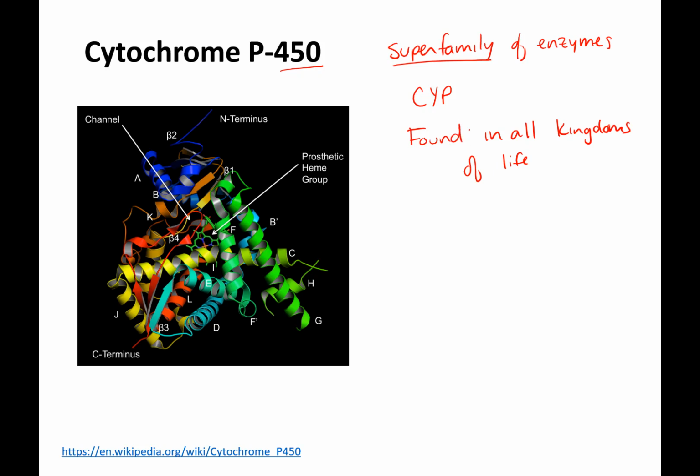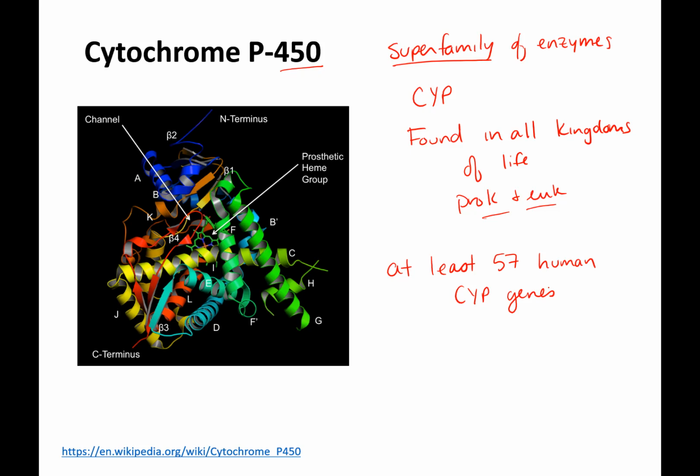Right? So that means prokaryotes and eukaryotes. Or maybe I should say eukaryotes and prokaryotes, like we're talking about eukaryotes. There are other metabolizing detoxification enzymes. Like I said, we're just going to focus on the CYP group. There is at least 57 human CYP genes.